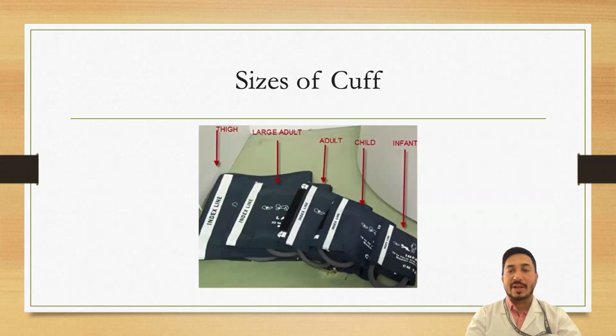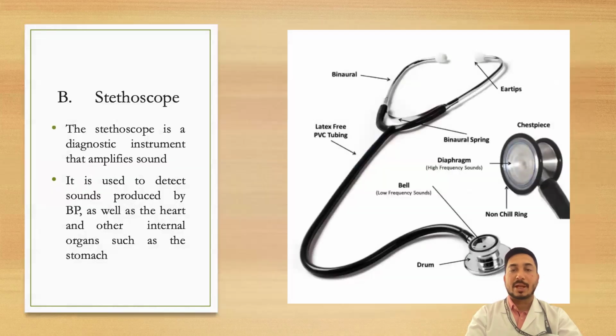These are the different sizes available for infant, child, adult, large adult, or for thigh. For adult individuals where we cannot use the upper extremities because of injury, in such cases we apply the cuff to the thigh and measure blood pressure. So for that, we have cuffs available for the thigh as well.